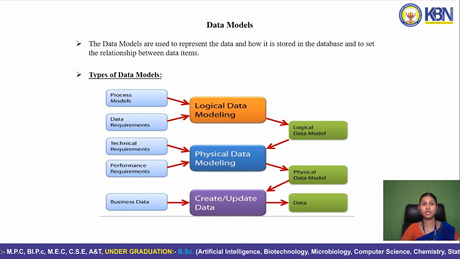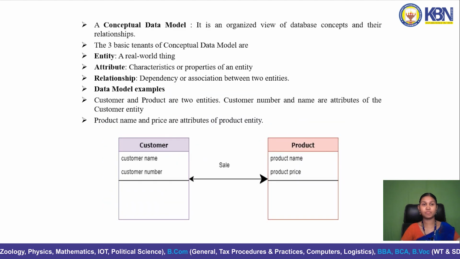Now let us see data models. Models represent the data, and these models are stored in the database. Why are these models used? For communication between data items, meaning you have to capture the relationships between data items. First one is the process model, with data requirements and technical requirements. Mainly consider logical data modeling, physical data modeling, and creating and updating data.